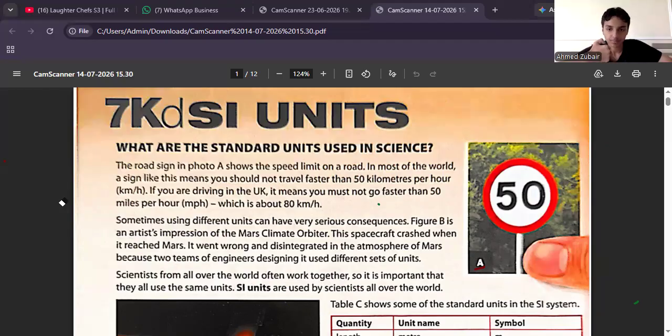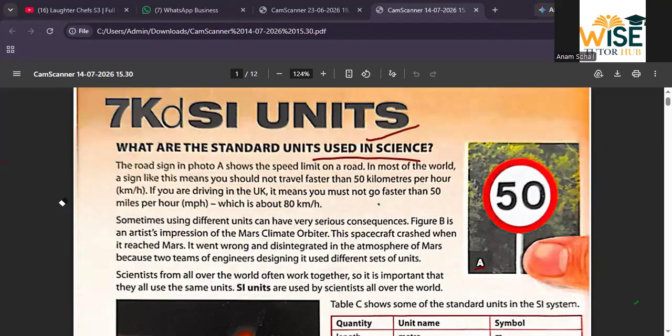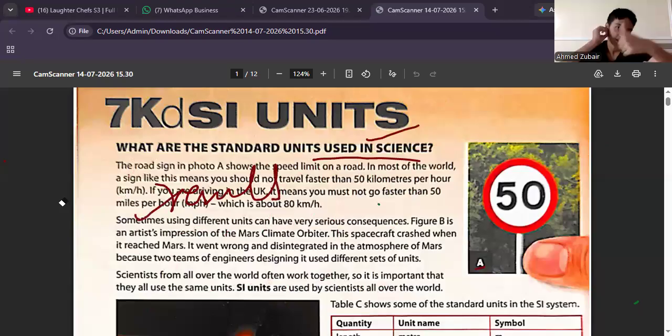What are the standard units used in science? SI stands for System International, and its meaning is International System of Units. So it is the standard system of measurement used by scientists all over the world. And why do we use SI units? So that everyone gets the same results. Got it? Scientists can compare their experiments with each other.